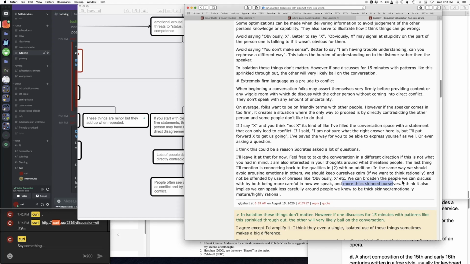Yeah, that makes sense. You can have more discussions. So if you get thicker skin, then you can have conversations with more rude people. And if you're better at not sounding rude, then you can have conversations with people who are worse at taking rudeness. Or even just things they think are rude, I guess. It doesn't have to actually be rude. Yeah, so he says, I think it also implies we can speak less carefully around people we know to be thick-skinned / emotionally immature / highly rational. Yeah, and I have a reputation for being thick-skinned, and possibly the other ones, and so some people are definitely less careful around me because they don't think it matters that much.